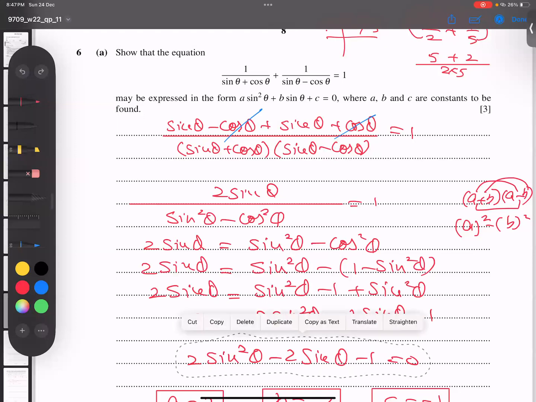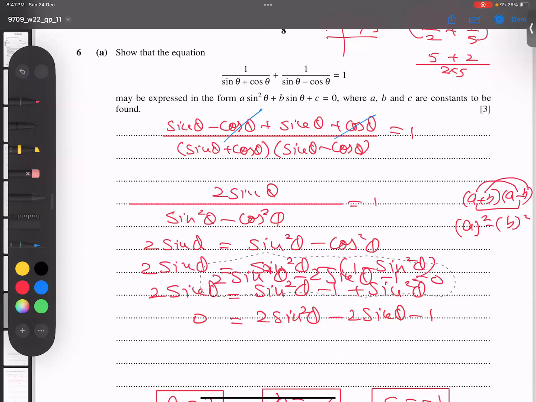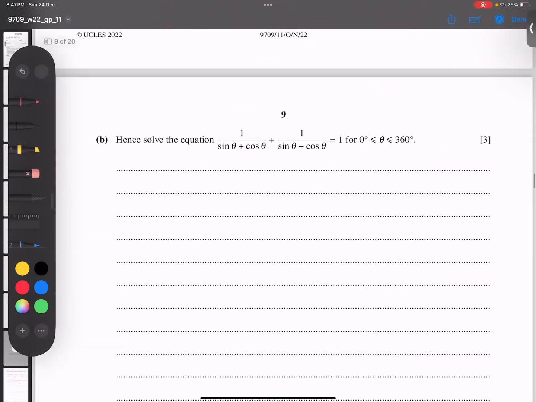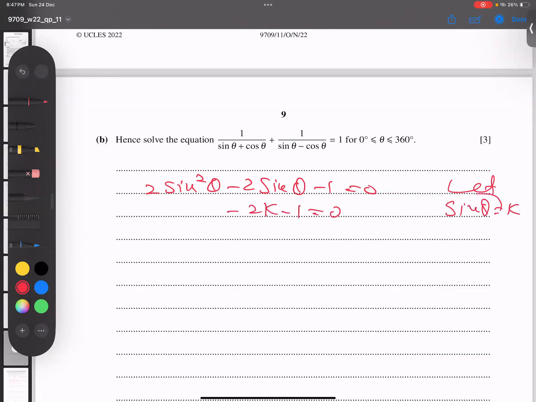This equation, I'm going to take it here. Wait a minute, sorry for that. I will copy it, and I paste here. So this equation I'm going to use here. All students get ready. So first of all, sine theta equals k. So I can say negative 2k minus 1 equal to 0. And this is sine square, so k square. Now, students, I can apply the quadratic formula: negative b plus and minus the square root of b squared minus 4ac, over 2a. C is minus 1, A is 2, sorry.